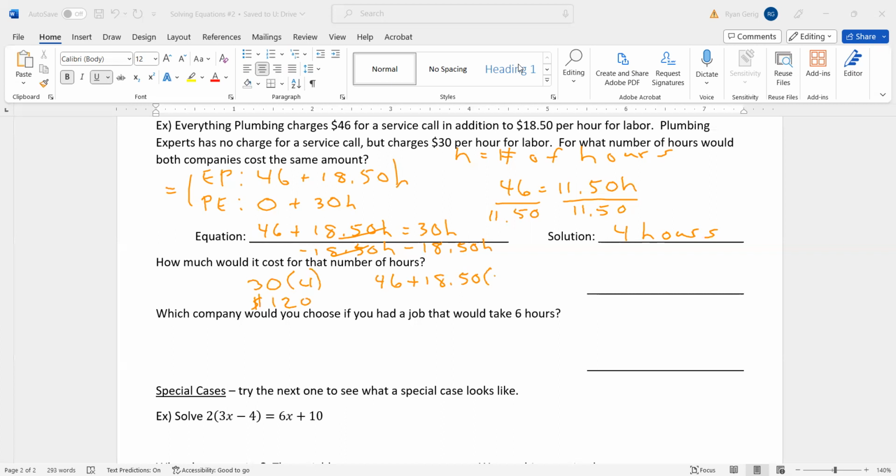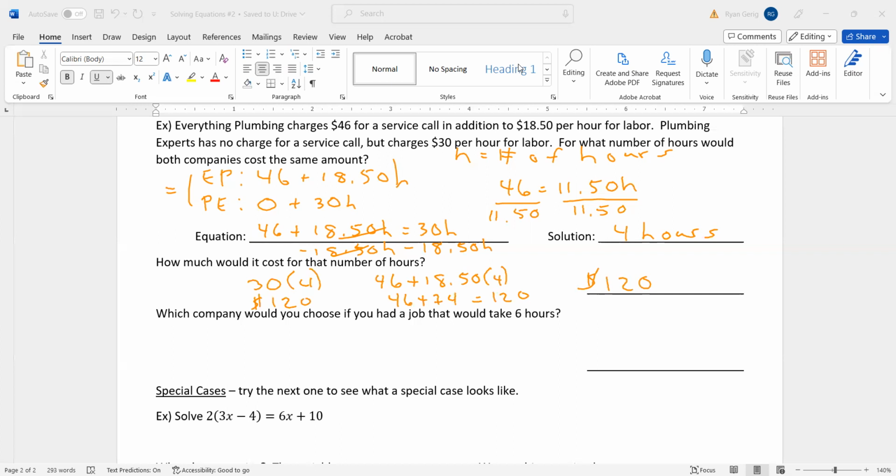4 hours times $18.50 per hour is $74, plus 46 is $120. So regardless of who you choose, it's $120 for a 4-hour job for each company. Which company would you choose if you had a job that would take 6 hours?